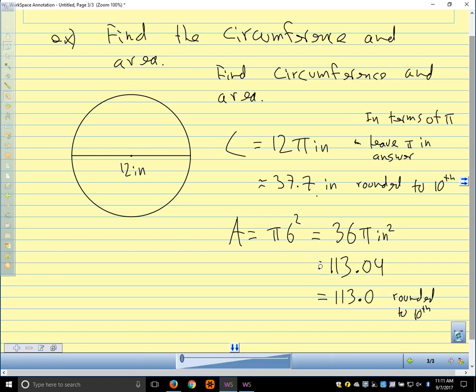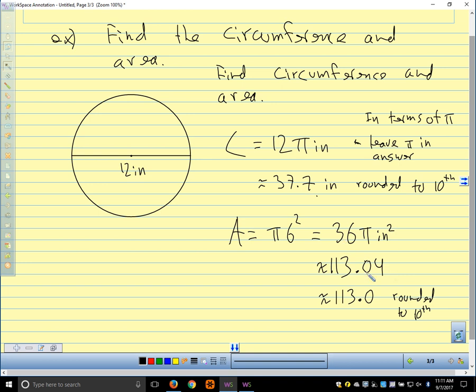And I'm going to put a squiggly equal because this is approximately equal. So this first answer is my answer in terms of pi. The third answer that I put there would be rounded to the 10th. This would be rounded to the 100th. All right, questions on that example?